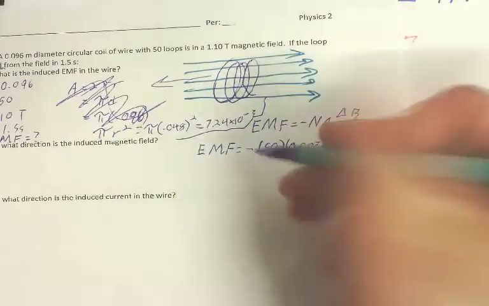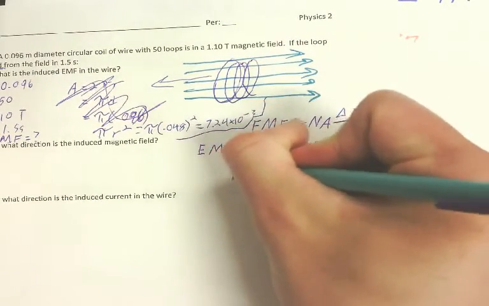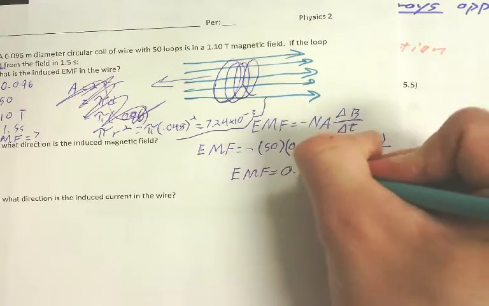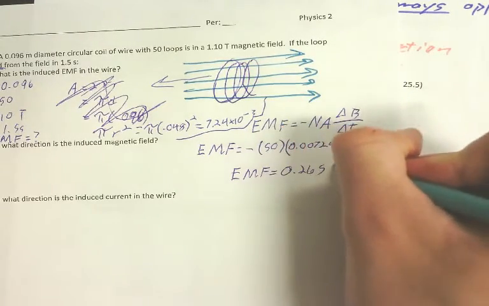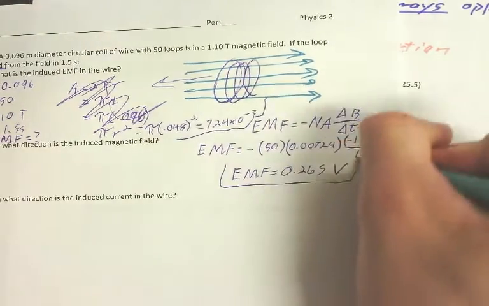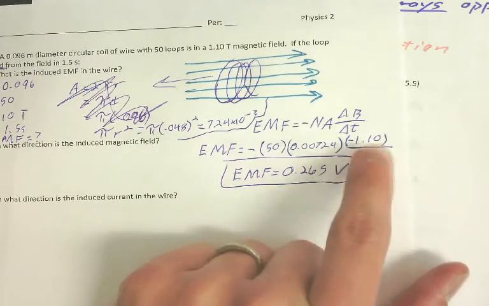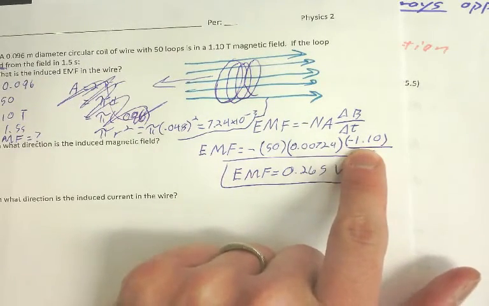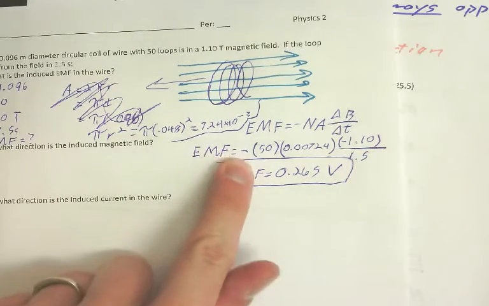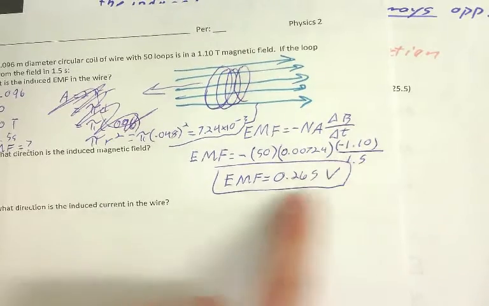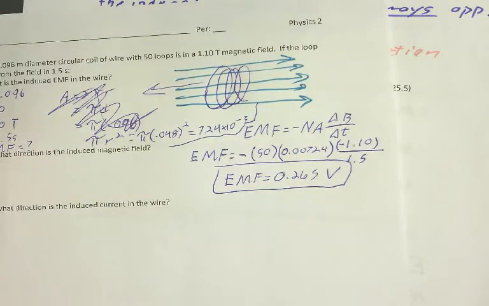So we get an induced voltage of 0.265, and the unit is volts. You'll notice I ended up with a positive number because I decreased the field by 1.1, and Lenz's law states that it's always opposite. So if I decrease the field, I'm going to create a positive voltage here.